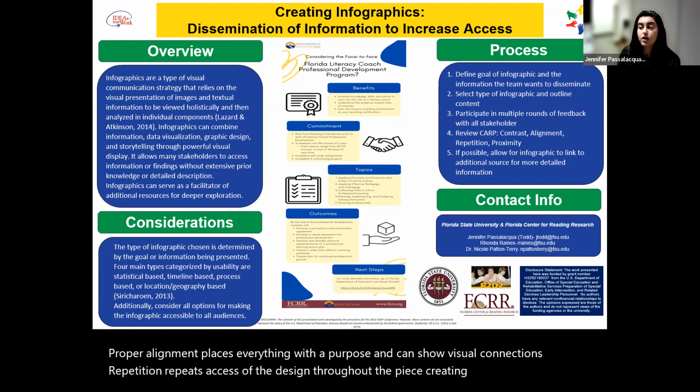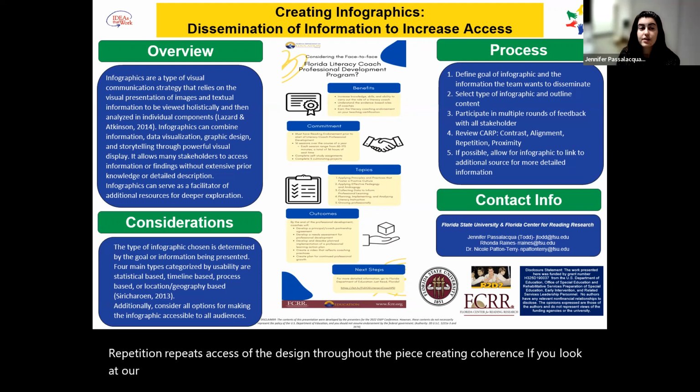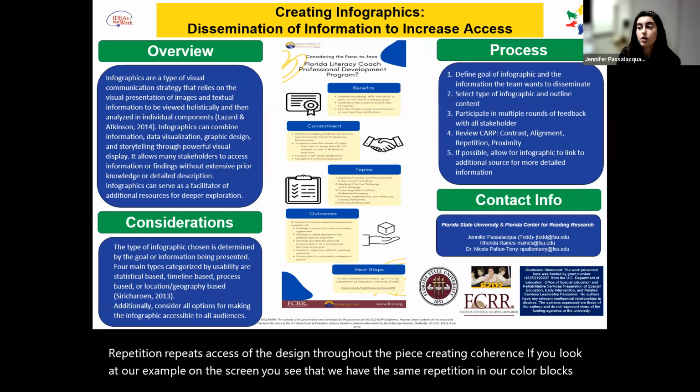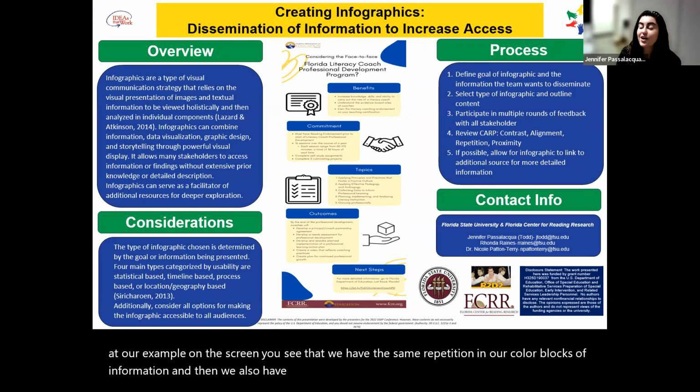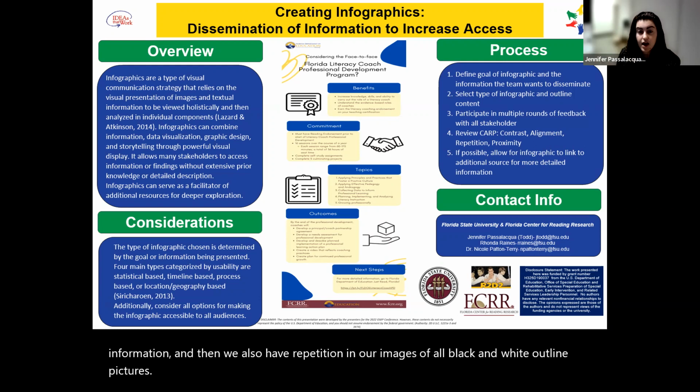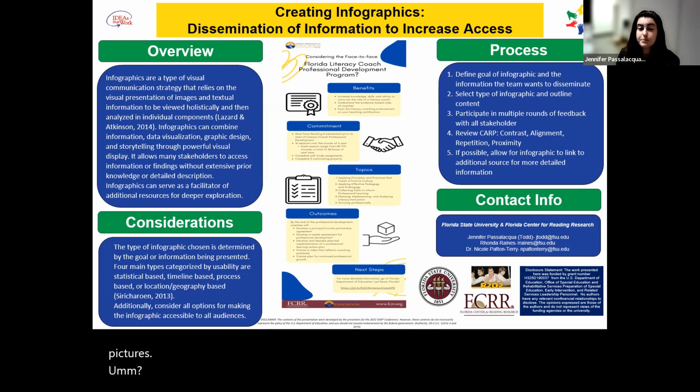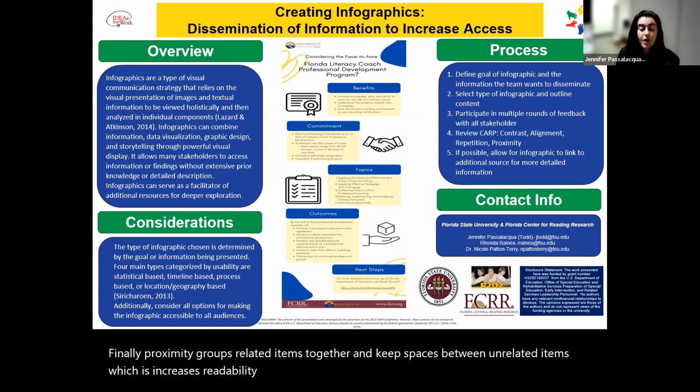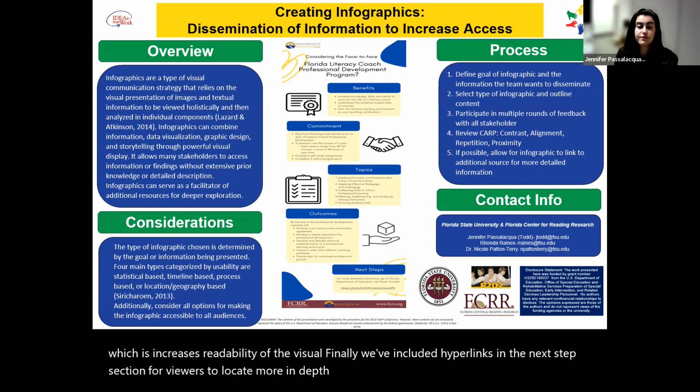If you look at our example on the screen, you see that we have the same repetition in our color blocks of information, and then we also have repetition in our images of all black and white outline pictures. Finally, proximity groups related items together and keeps spaces between unrelated items, which increases readability of the visual. Finally, we've included hyperlinks in the next step section for viewers to locate more in-depth information and updated information.